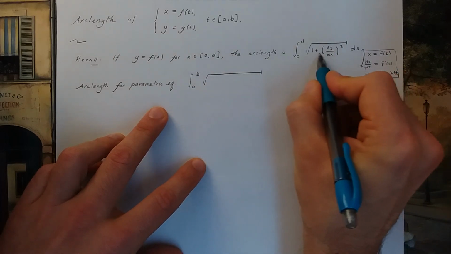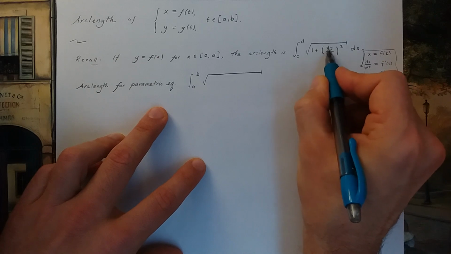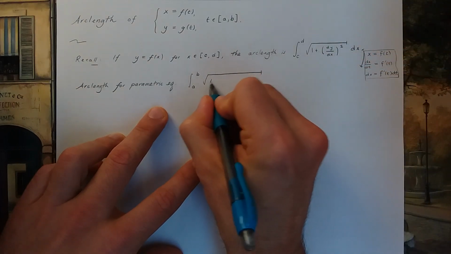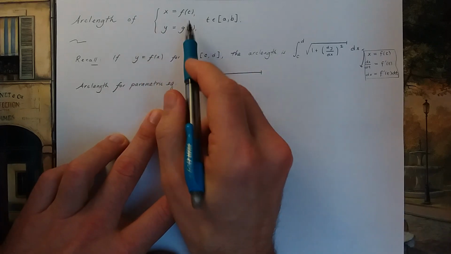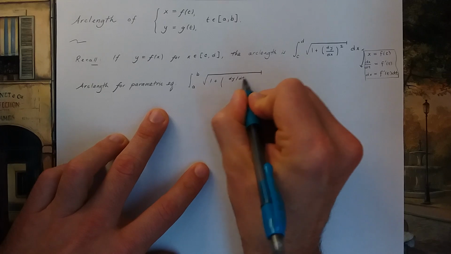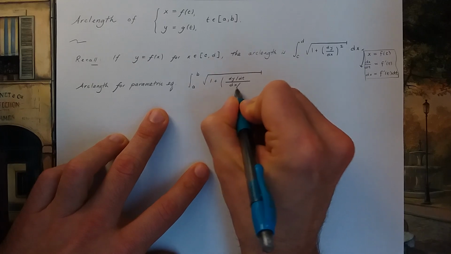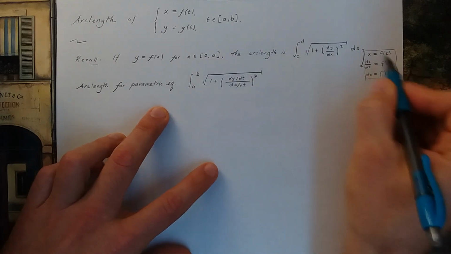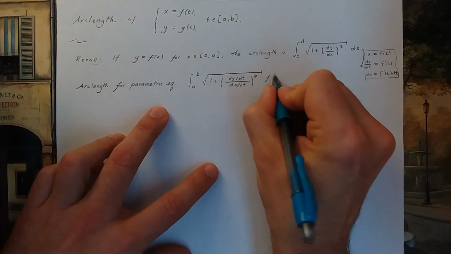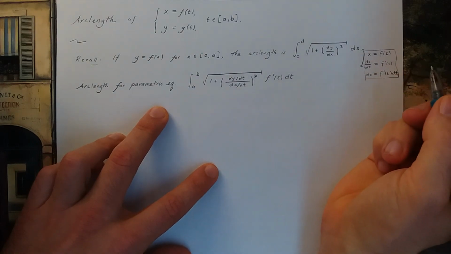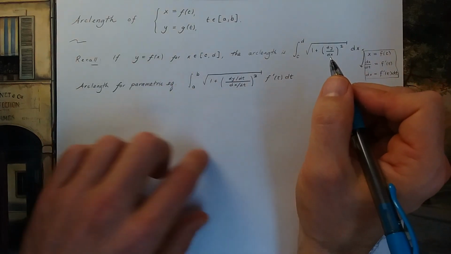I'm going to rewrite this derivative dy/dx in terms of t. We know how to take derivatives of parametric equations. You do that by taking dy/dt and dividing by dx/dt. Then I'm going to change the dx into f prime of t dt. I'll simplify this a little bit.